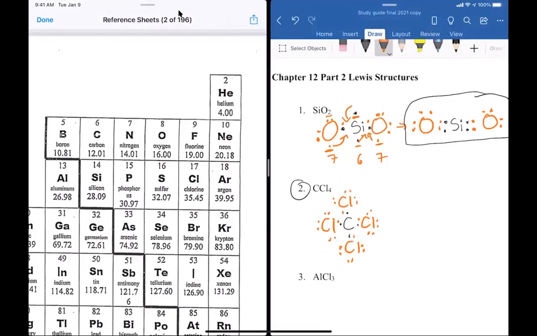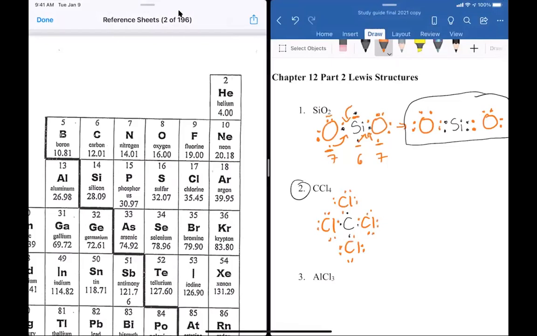And as you can see, everything here has 8. So there's no double bonds needed. There's no triple bonds needed, nothing like that. Again, these are covalent bonds. They share electrons due to the fact that both of these atoms are on the right-hand side of the periodic table.